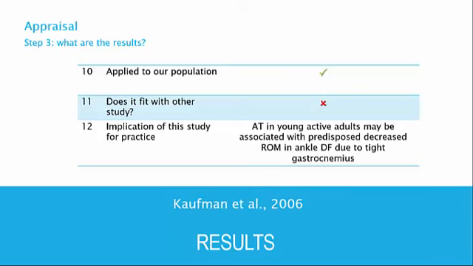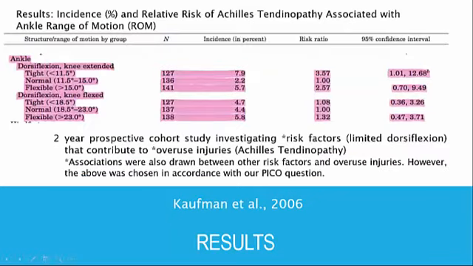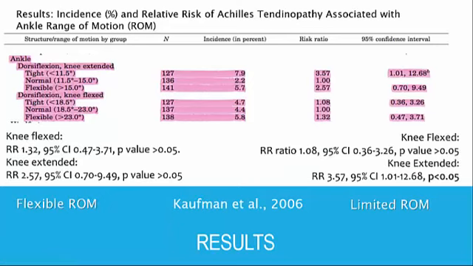than decreased dorsiflexion. For the results of the study of Kaufman and colleagues article, it stated 404 SEAL candidates had their ankle range of motion, degree of dorsiflexion measured, with their knee extended, and 402 had their ankle range of motion measured with their knee flexed. Results are presented as risk ratio point estimates, with 95% confidence intervals.